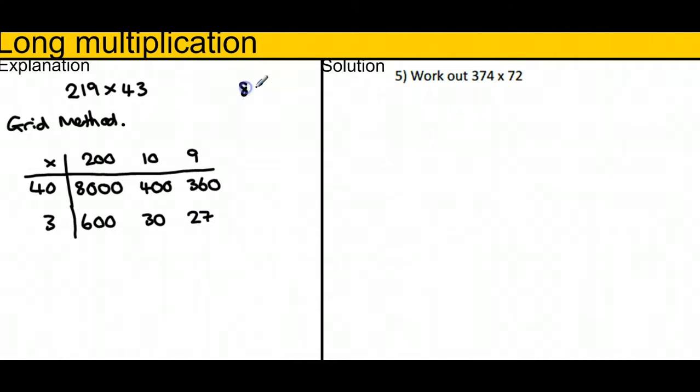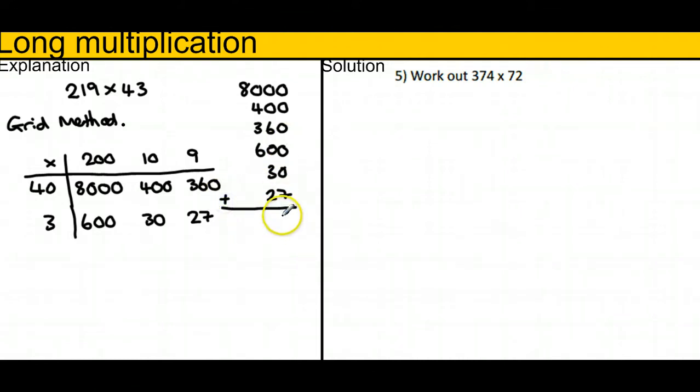Now what we have to do with all those bits is add them together. This also prepares you quite nicely for when you start multiplying brackets in algebra. It's a similar method. You can use the same approach. Okay, so we just need to add all those up.